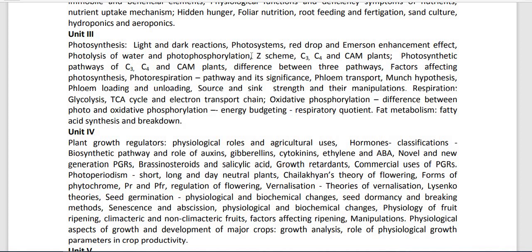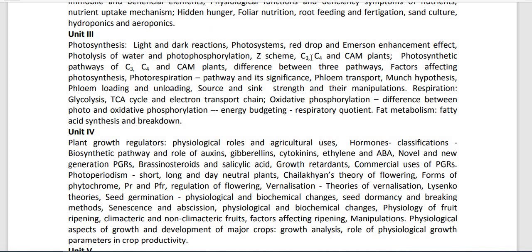And also the photophosphorylations, go through the definition of photophosphorylation and see about the Z scheme cycles. So these are the light reaction processes. Coming to the dark reactions, the dark reaction is also called stromal reactions. You have to know in which place the light reaction happens, that is in the chloroplast, and in which area the dark reaction takes place.